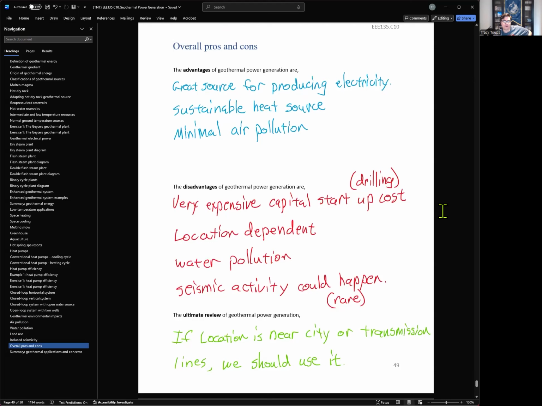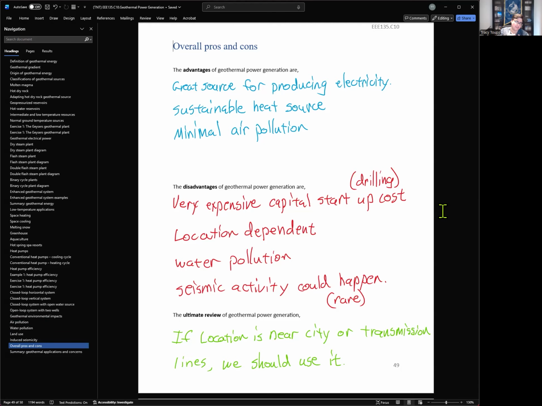Okay. So overall pros and cons for geothermal as we wrap up this week. The big advantages of geothermal power generation are it's a great source for producing electric energy because it runs like a fossil plant. Very standard steam turbine generator, lots of inertia, very stable for a system, runs 24 hours a day.